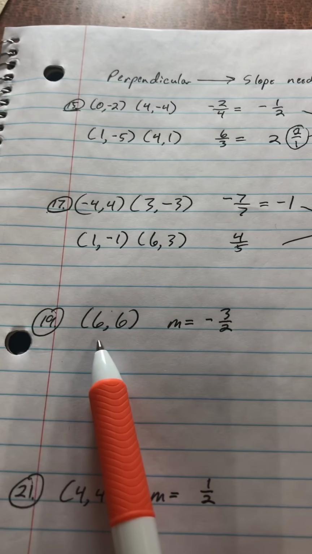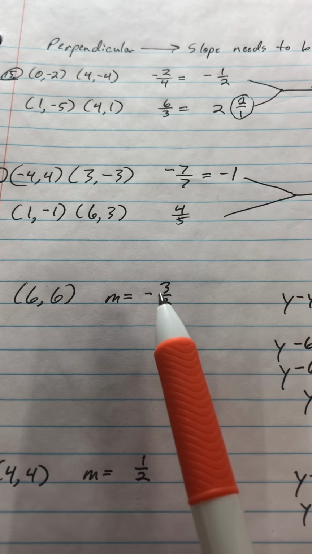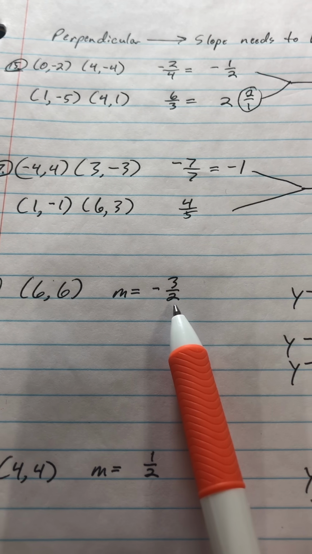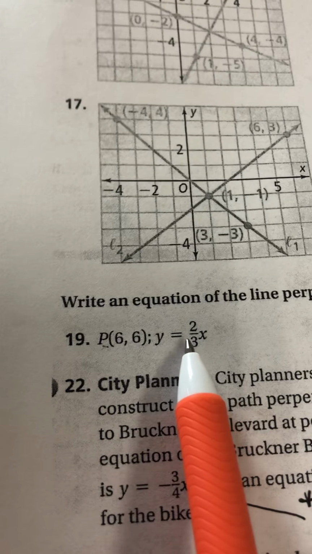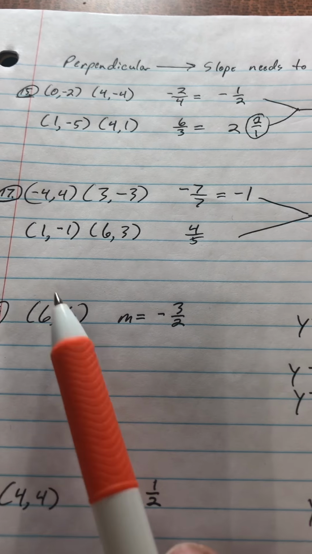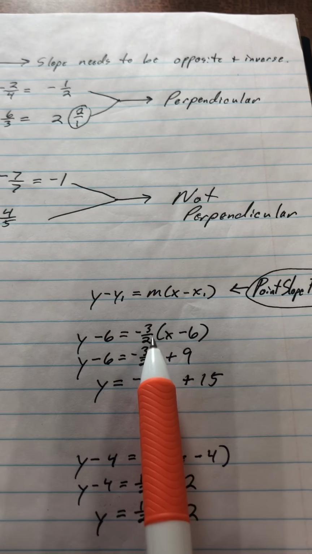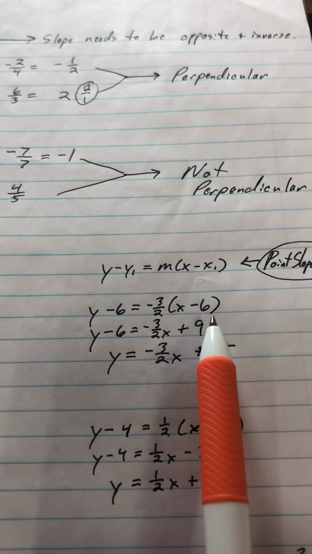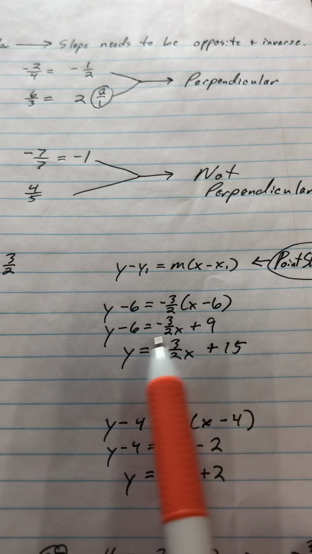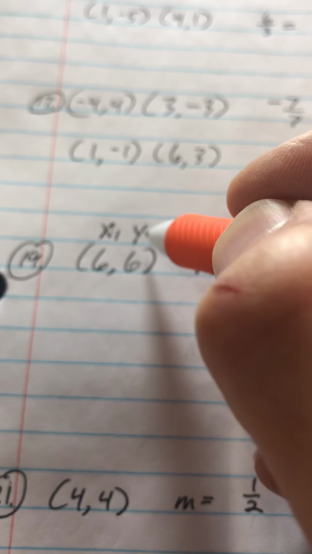Take a look at 19. We're going to do the same thing that we did with parallel, but we want the opposite inverse. So the opposite inverse of 2/3 is 3 over 2 and negative. So -3 over 2, and then we want to contain these 2 points. I use the point slope form again. I plug in my slope. I plug in my x1, my y1, and I work it out. What's your x1 and y1 again? This is your x1, this is your y1.